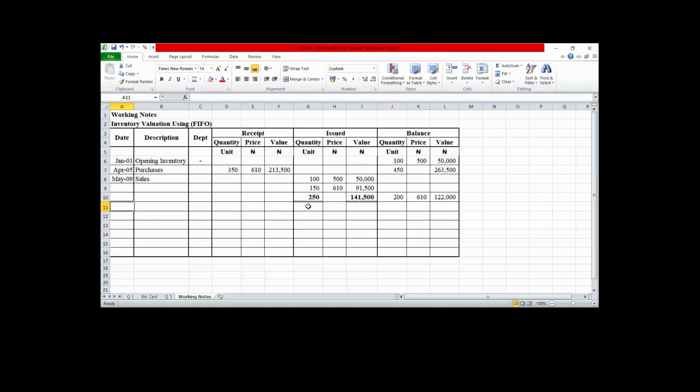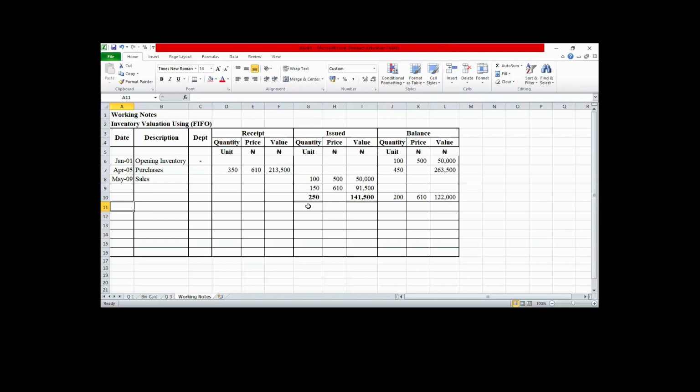Then the value, we also minus 141,500 from 263,500. We have 122,000. Now, to get the price at that level, we divide the value by quantity. We have the same price as the new stock we received, which means we only have the new stock. We don't have any old stock anymore.